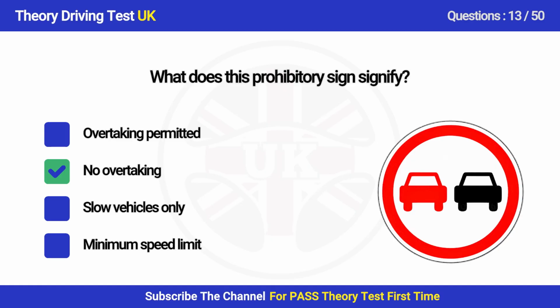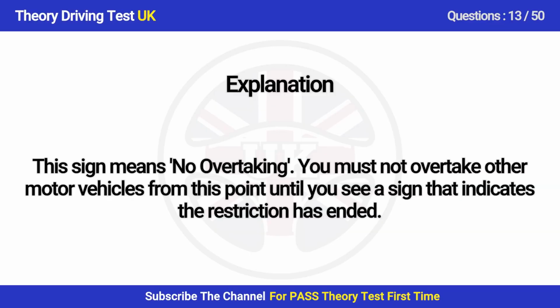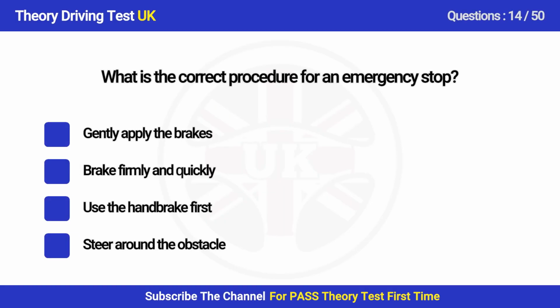Answer is B. No overtaking. This sign means no overtaking. You must not overtake other motor vehicles from this point until you see a sign that indicates the restriction has ended. Question 14. What is the correct procedure for an emergency stop?